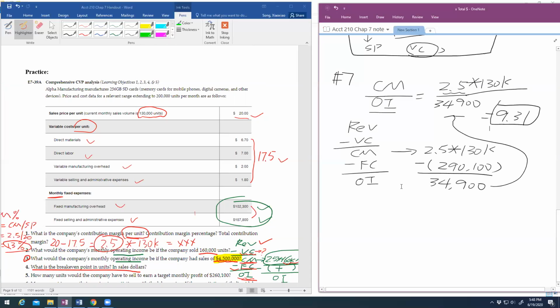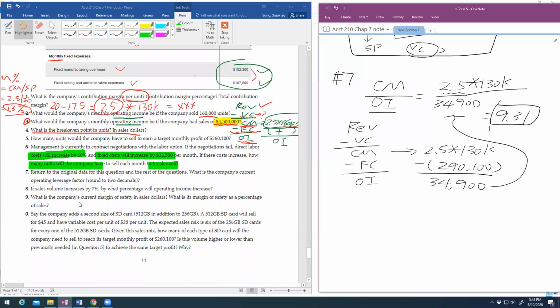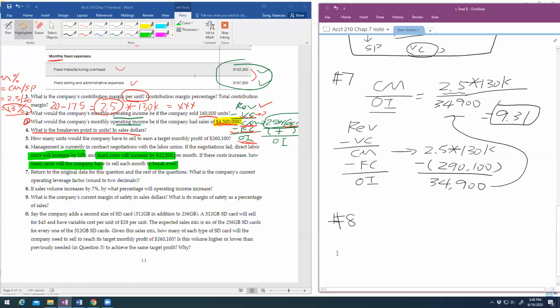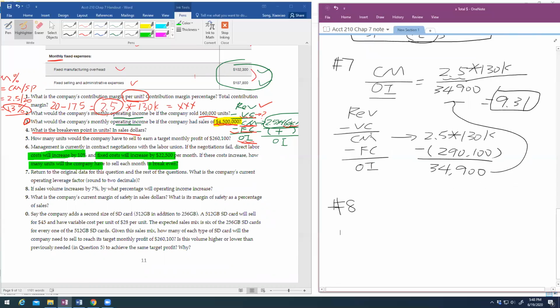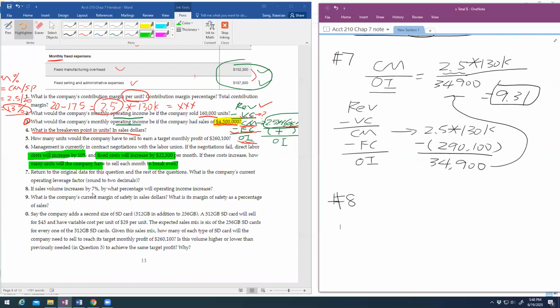This is your factor. How do we interpret it? Let's see whether we have a question, yes or no. Yeah, see, question 8. Question 8 is just the next one. How do we interpret our factor? Okay. So if our volume increases by 7%, what's the change of our operating income?